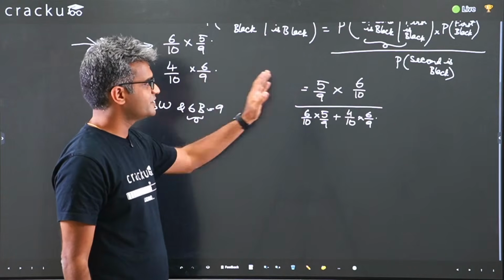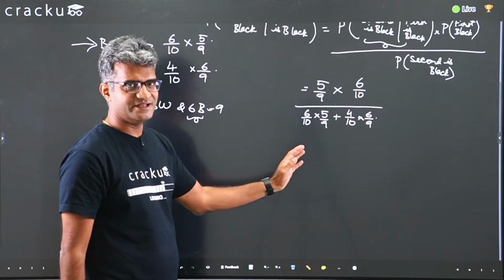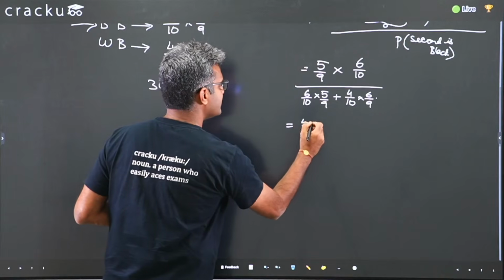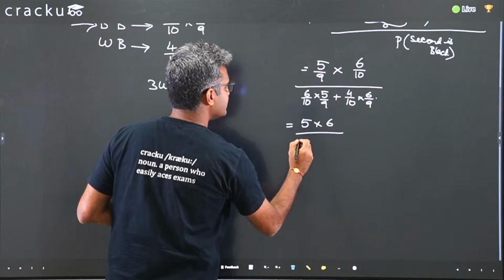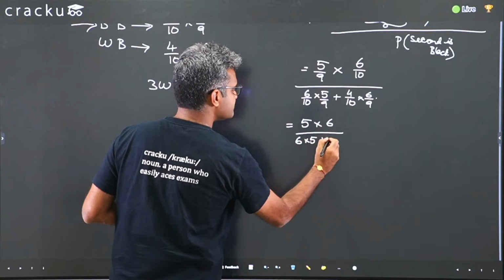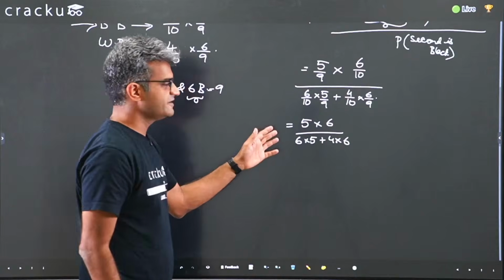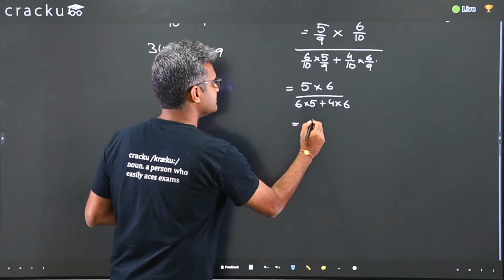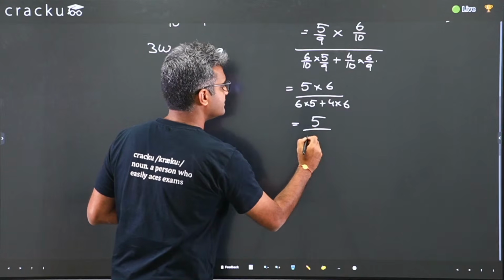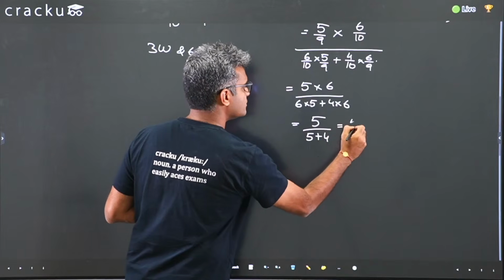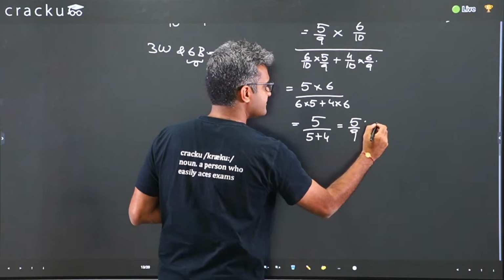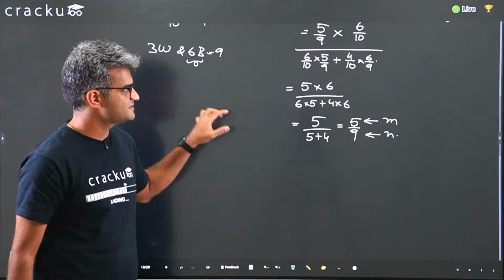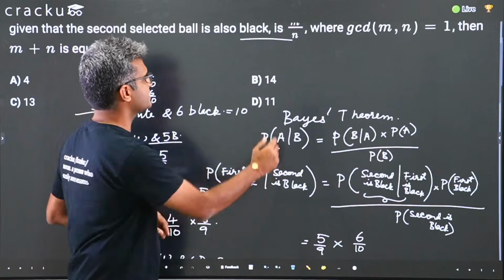You can multiply the numerator with 90 and the denominator with 90 just to remove the fractions. So the required probability will be 5 into 6 divided by 6 into 5 plus 4 into 6. We can again divide the numerator and denominator with 6 because 6 is common. So the required probability is 5 divided by 5 plus 4, which is equal to 5 by 9. This is the value of m, this is the value of n. So the sum of m plus n is 14. So the answer in this particular case is 14.